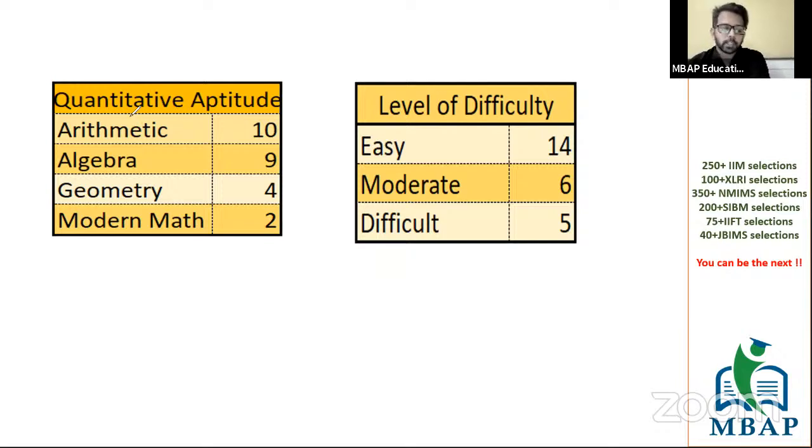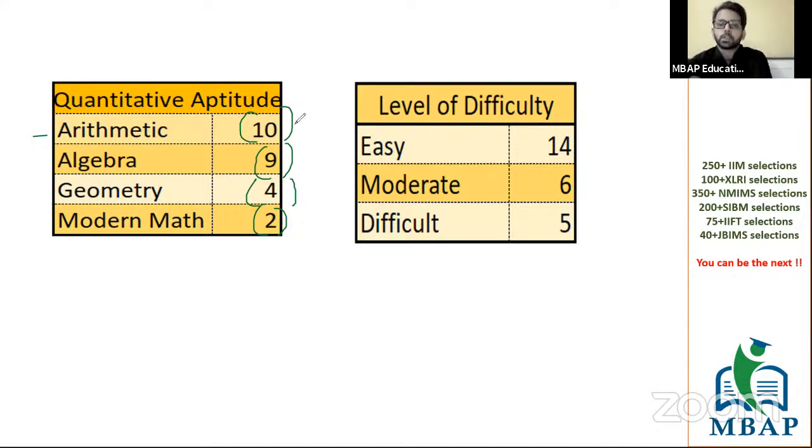See, in the overall quant section that we have just taken, there were four major sections, which is one of the main constants across all the papers that you'll be taking as a mock paper. Arithmetic gave you around 10 odd questions. Algebra gave you 9 questions. Geometry gave you 4 questions. And modern math gave you around 1 or 2 questions which came up in the paper. This is the paper which you have just solved.